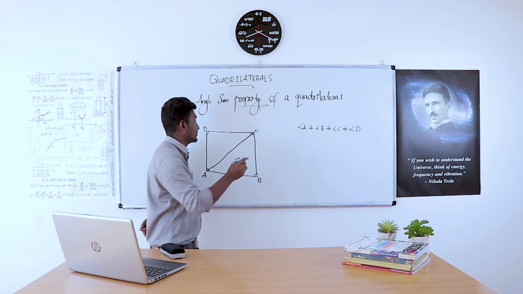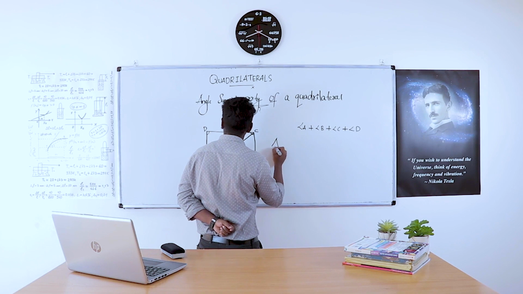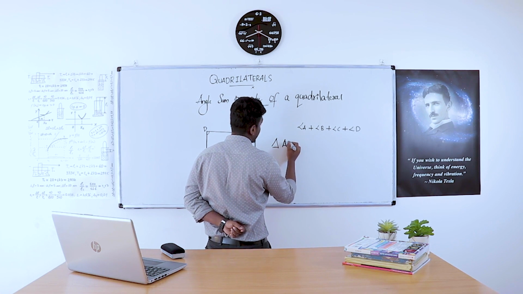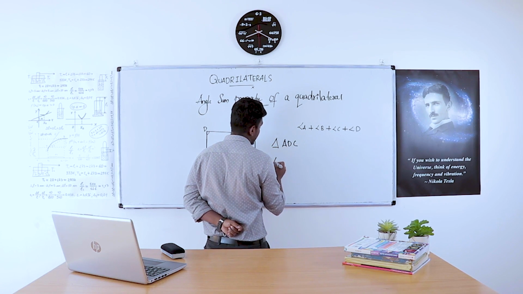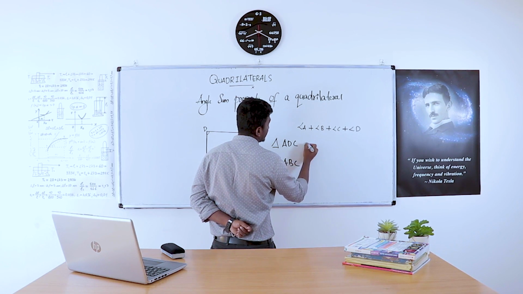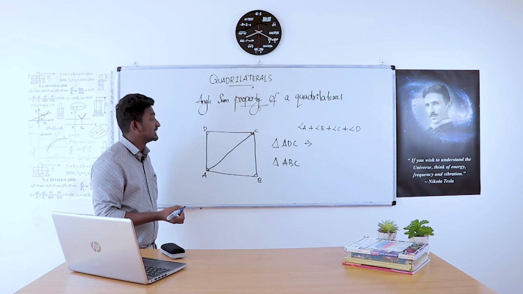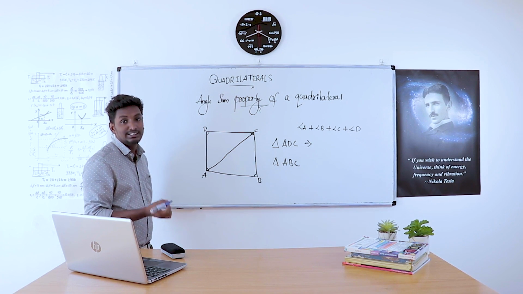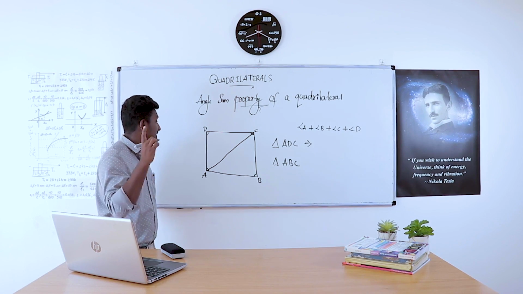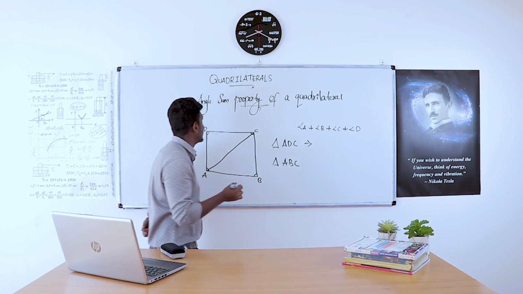Now we have two triangles, triangle ADC and triangle ABC. Then what is the sum of the angles in a triangle? The sum of the angles in a triangle is 180 degrees. You all know that the sum of the angles in a triangle is 180 degrees.